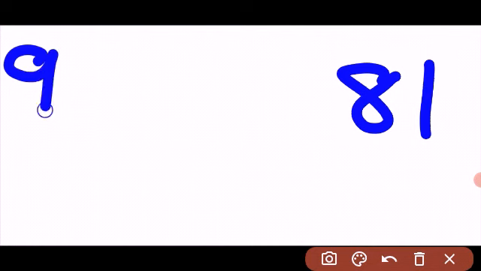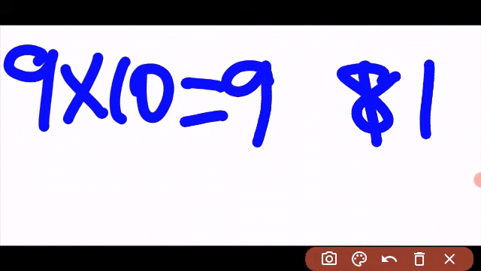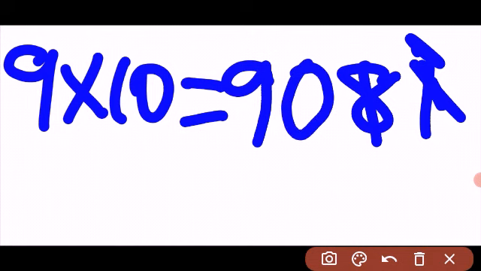81. 9 times 10. Let's see. After counting 8, 1, 2, 3, 4, 5, 6, 7, 8, 9. Okay. Then we're counting backwards in this line. 9, 8, 7, 6, 5, 4, 3, 2, 1. Did you see it? It is so beautiful. Okay, and it's so very easy to understand. I hope you understood it.